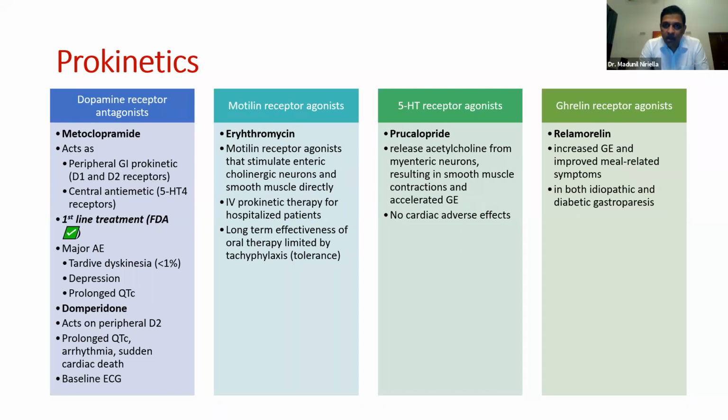Then we have 5-HT receptor agonists. The newer one is prucalopride. It releases acetylcholine from myenteric neurons, resulting in smooth muscle contraction and accelerated gastric emptying. The advantage here is that this can be used long term because it does not have any cardiac side effects and it does not have any CNS side effects. Then the last group is ghrelin receptor agonists, and the best example is relamorelin. It increases gastric emptying and improves meal-related symptoms in both idiopathic and diabetic gastroparesis. So the new kids on the block, prucalopride and relamorelin, are very useful because of their lesser side effect profile and effectiveness.